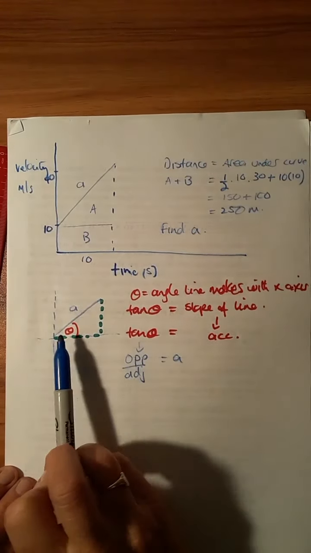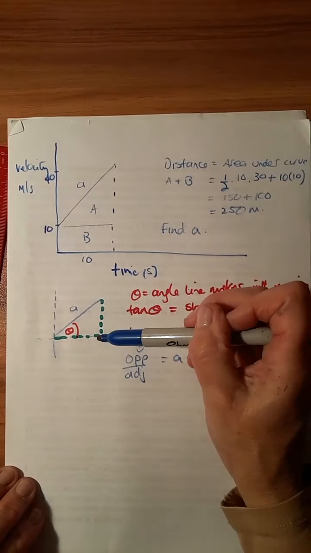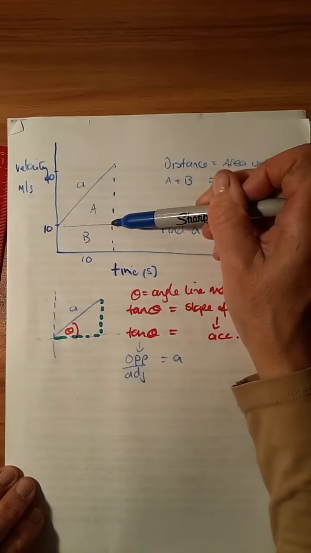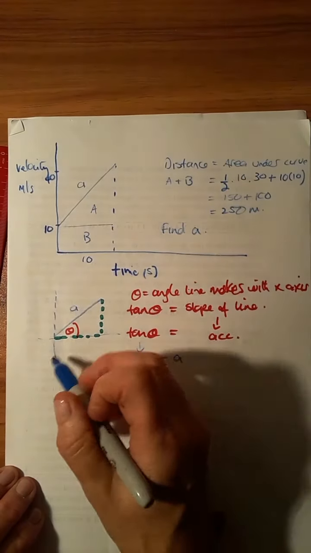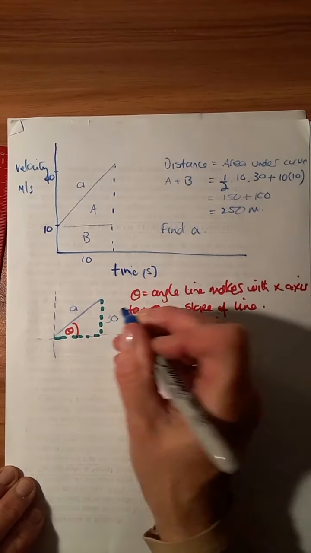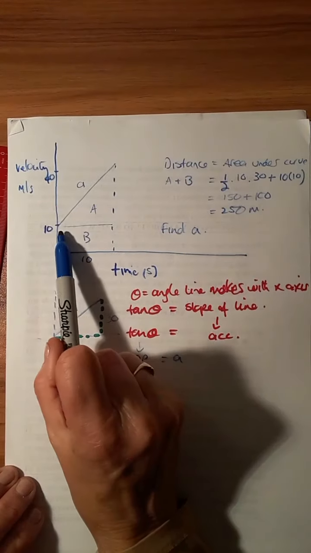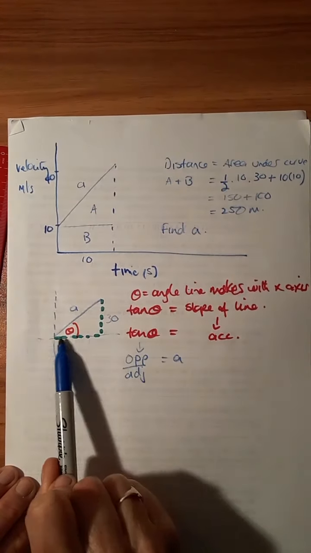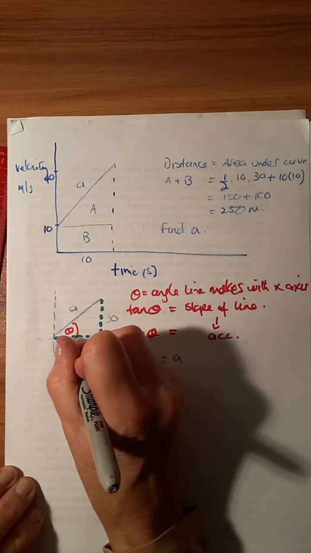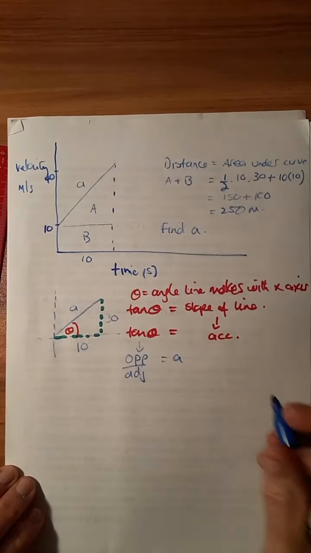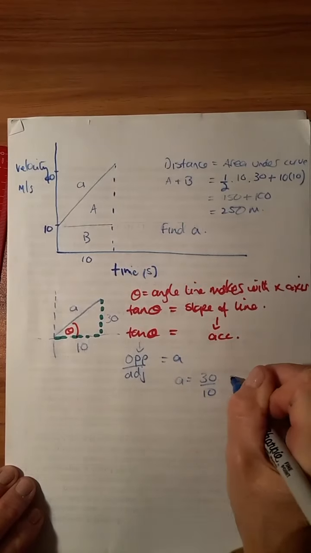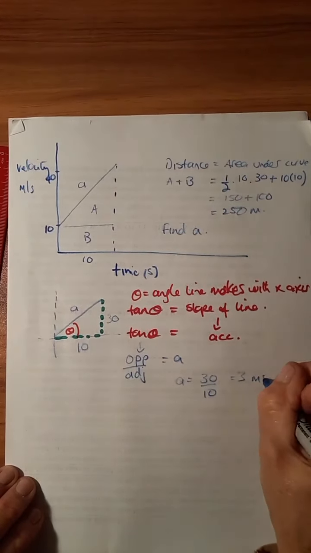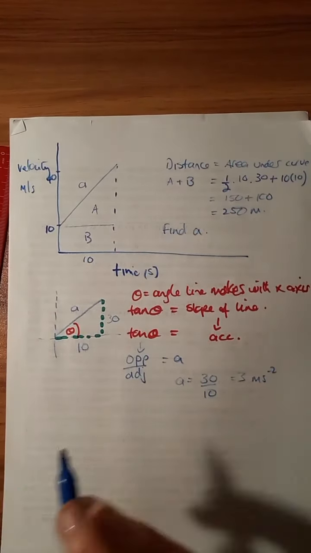So looking at this here, the opposite corresponds to this part of that diagram, between 10 and 40. So the opposite is 30. And the adjacent is from here to here. So in this case, the adjacent is 10. So acceleration is equal to 30 over 10, which is 3. And of course, that's metres per second squared.